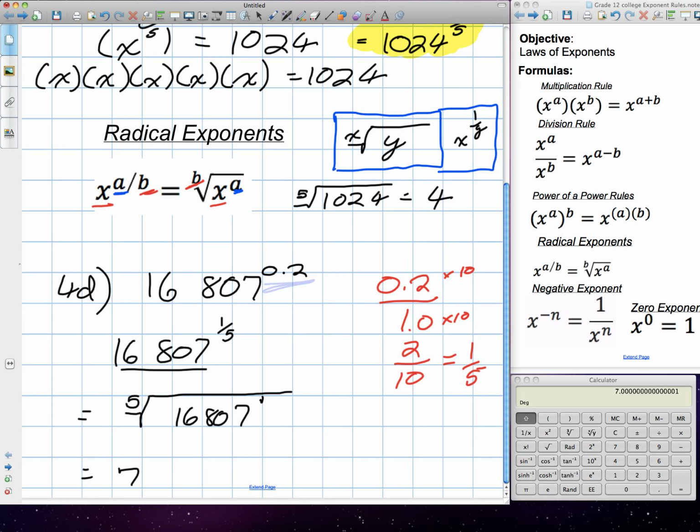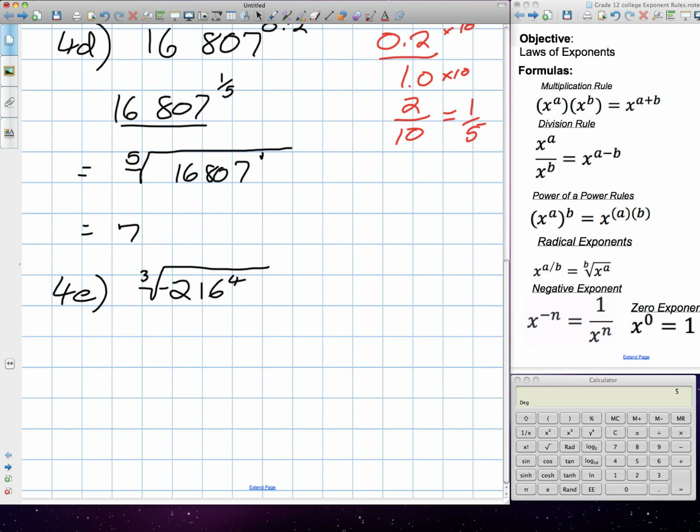Okay, 4e. Now we're in what form right now? Radical. Yes, radical. Good. We're in radical form right now. So we need to change this to our exponential form. In order to change this to exponential form, we're going to use that little formula once again.